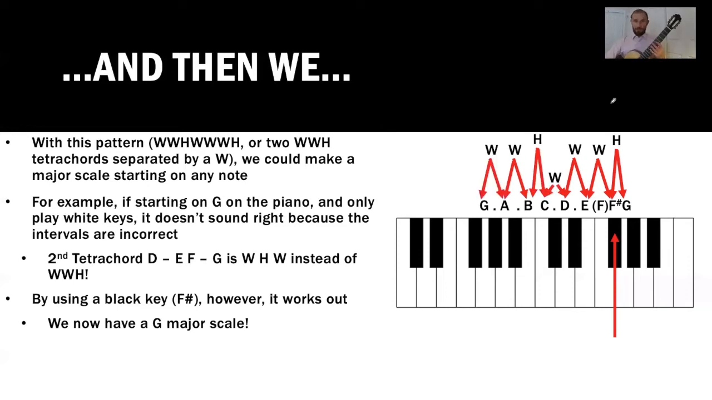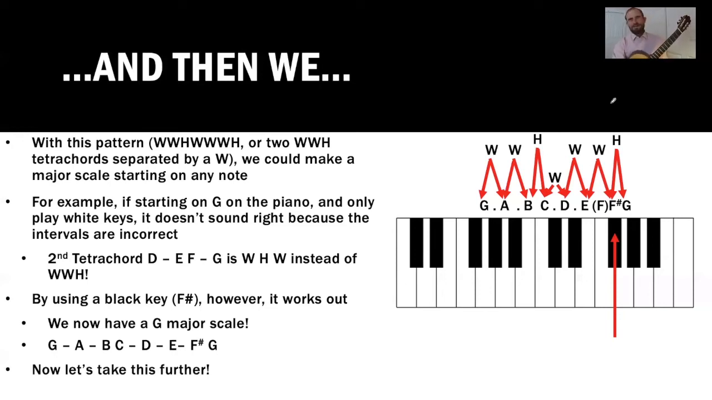One more time. You start on G, whole away is A, whole away B, half. It takes us to C. Whole step gives us another 4-note pattern. D, E, F sharp, G, which we just figured out. There's our G major scale. G, A, B, C, D, E, F sharp, G.